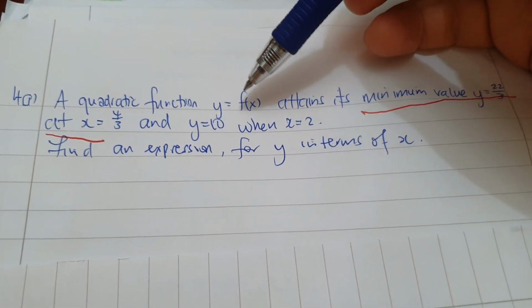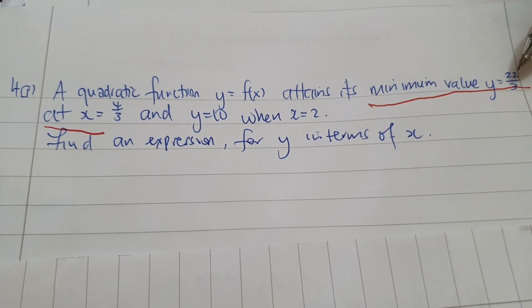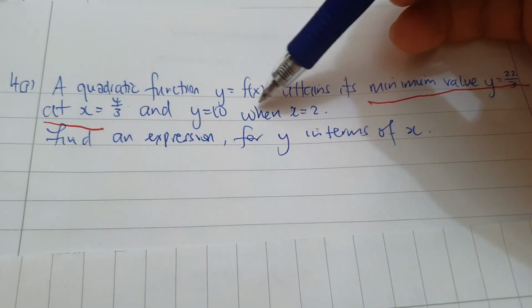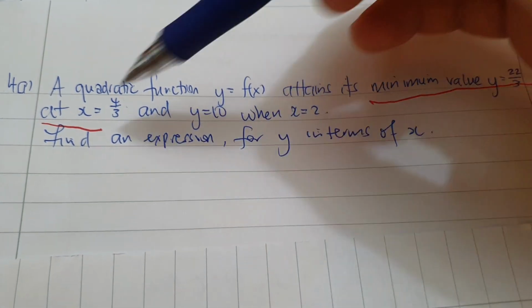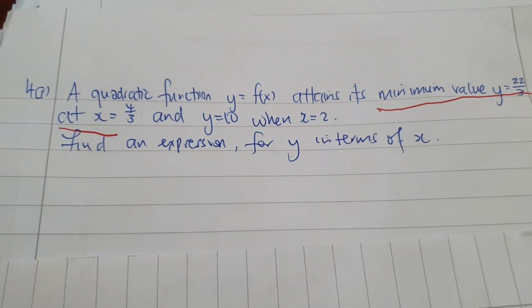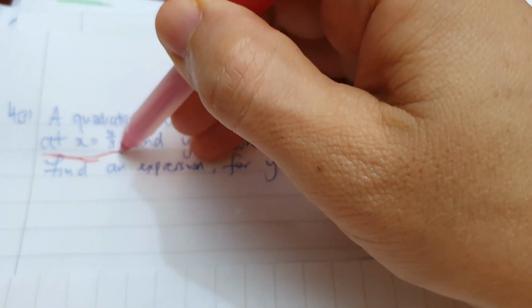A quadratic function y equals f(x) attains its minimum value y equals 22 over 3 at x equals 4 over 3, and y equals 10 when x equals 2. Find an expression for y in terms of x. Now let's break this question into a few parts based on the clues that they give us.